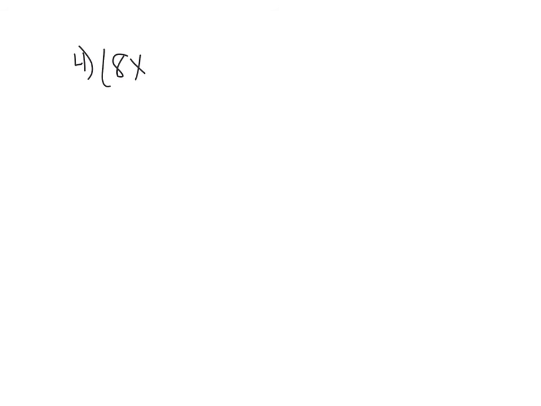So what if we have 8x to the 15th power, all of that raised to the negative 1/3? Well, here I like to start by making things positive. So notice I have a negative exponent. It's raised to the negative 1/3. Since it's raised to the negative 1/3, how do I make it positive? I can move that to the denominator.